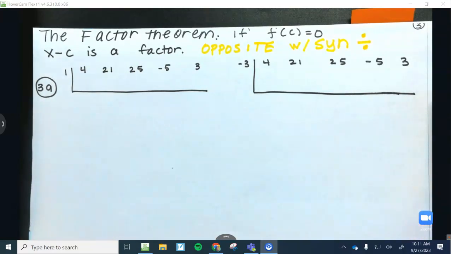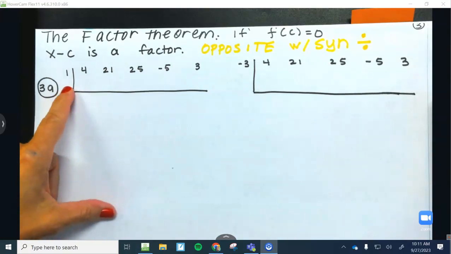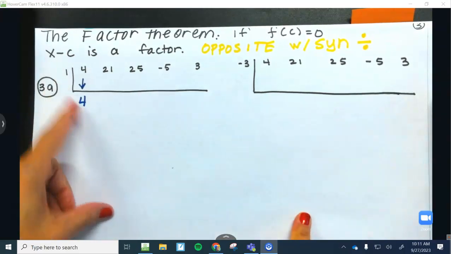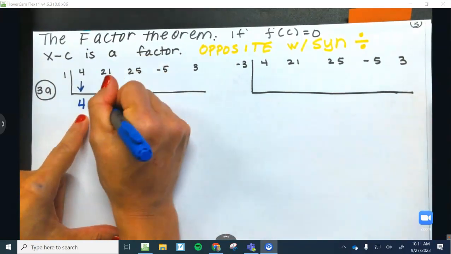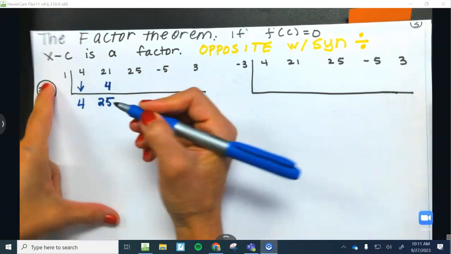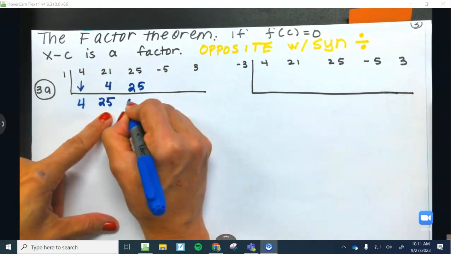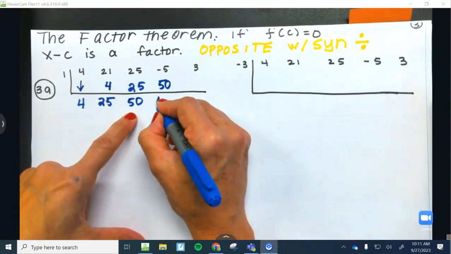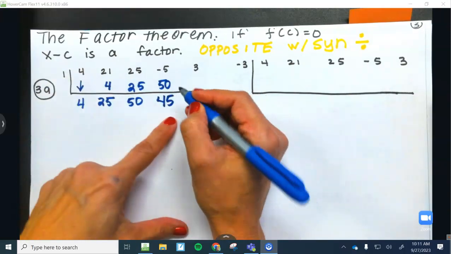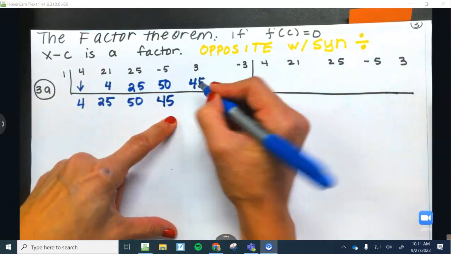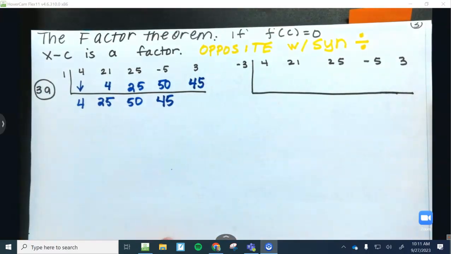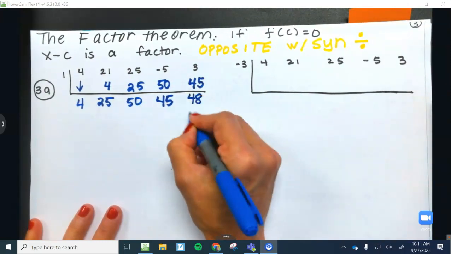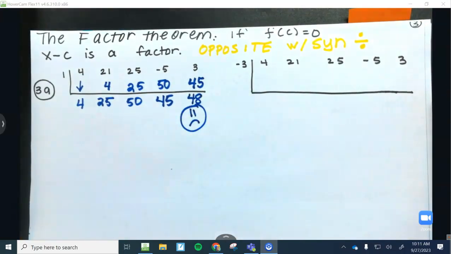All right, let's go. I'm going to try this first binomial. Let me bring down my 4. We're just going to work through this, get our little numbers here. 1 times 25. That's 50. 1 times 50. 1 times 45. Guys, are we happy on this? No, we are not happy. What is the remainder? 48? That makes me so sad because it's not a factor.